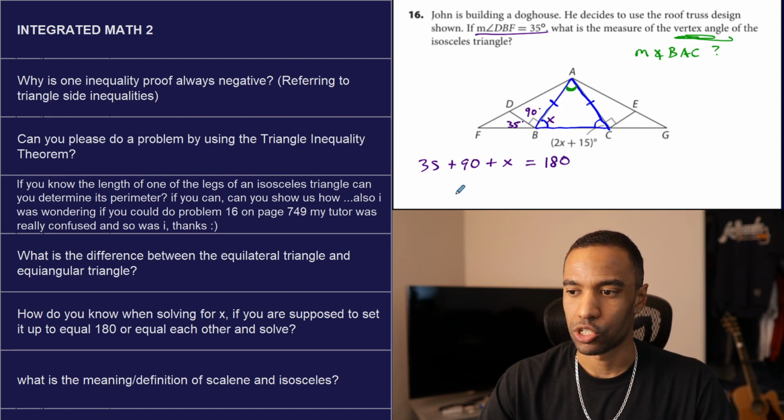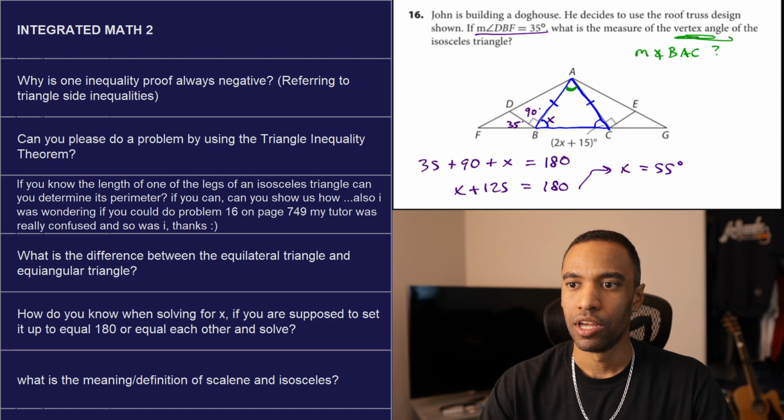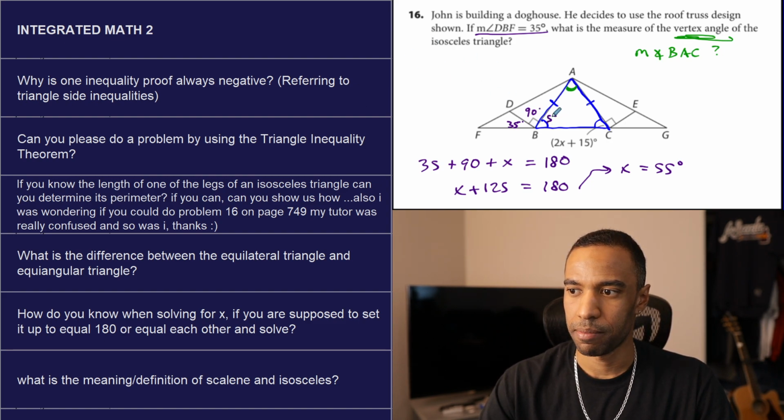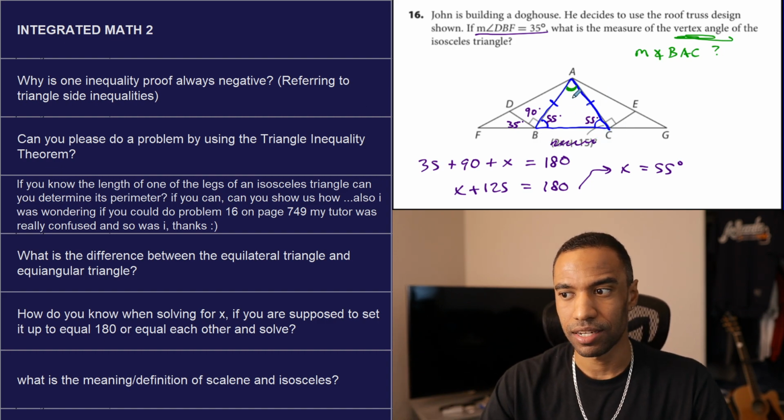So 35 plus 90 is 125. x plus 125 is 180. Subtract 125, I get x equals 55. 55 degrees for the measure of that angle. So if this one right here is 55 degrees, then this one up here is also 55 degrees. You can tell I'm really not using this at all. Unless they say solve for x, which they don't, it's not needed.